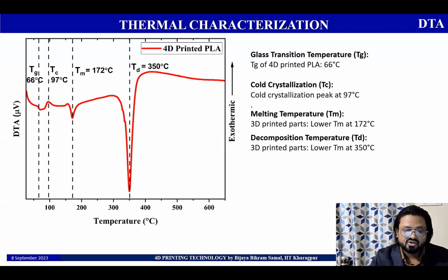So here we have got the result that Tg of the 4D printed PLA shape memory polymer is around 66 degrees Celsius. The cold crystallization temperature is at around 97 degrees Celsius. Melting temperature is at 172 degrees Celsius, and the decomposition temperature is around 350 degrees Celsius. So it is in good agreement with the previous results that we had got using DSC as well as TGA.